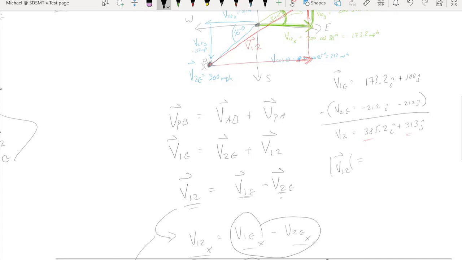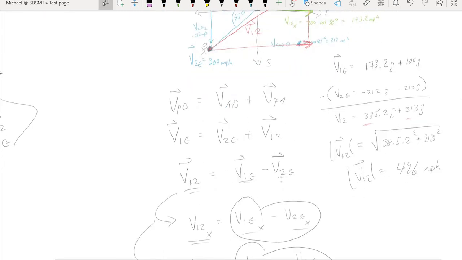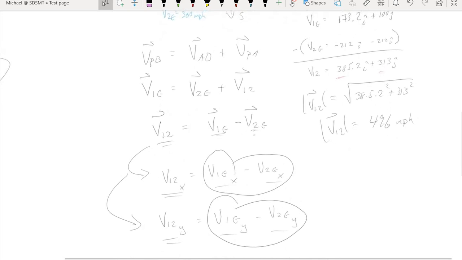And so now we can take our square root of the sum of the squares to find the magnitude of this relative velocity. So we have 385.2, we need to square that, add it to 313 squared, take a square root, and I'm getting approximately 496 miles per hour. So these two planes are pulling away from each other at a rate of almost 500 miles an hour.